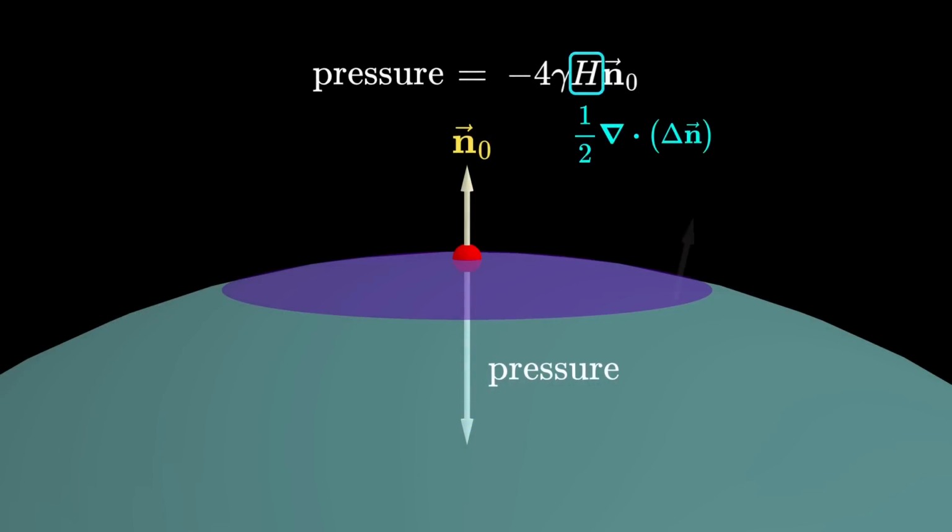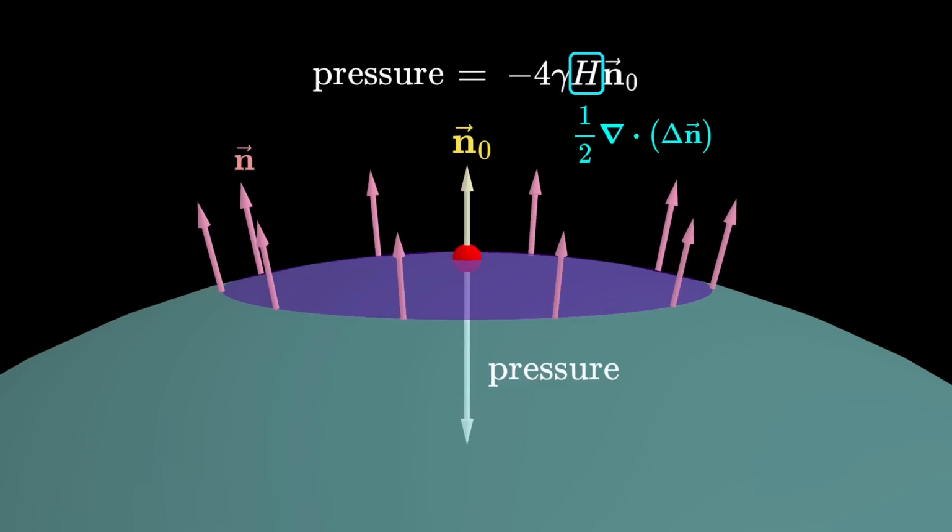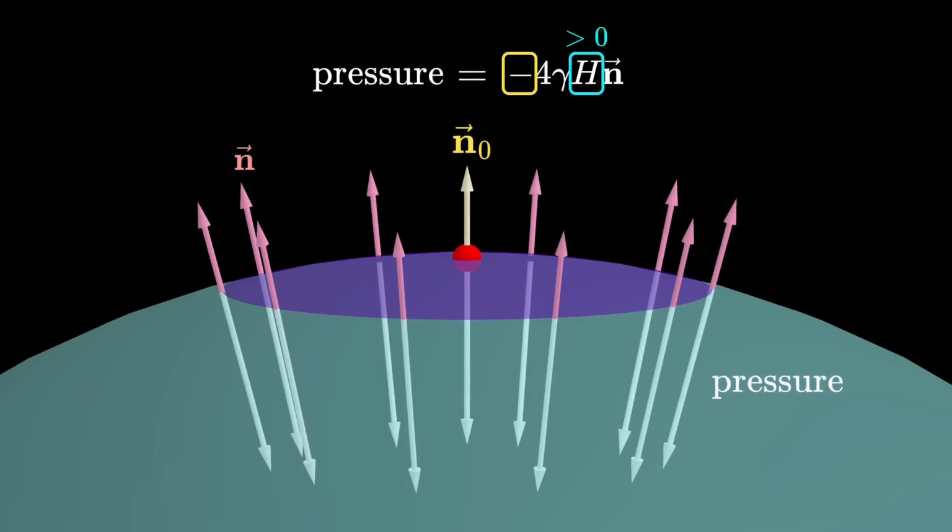If the normal vectors at the neighboring points point generally away from n0, like in this illustration, then delta n points generally away from the origin, so the divergence is positive. The negative sign means the pressure acts in the opposite direction of n0 at the red dot, but in general should be n, the normal vector at that point when pressure is applied. So the pressure acting on this piece of the surface points generally downward.